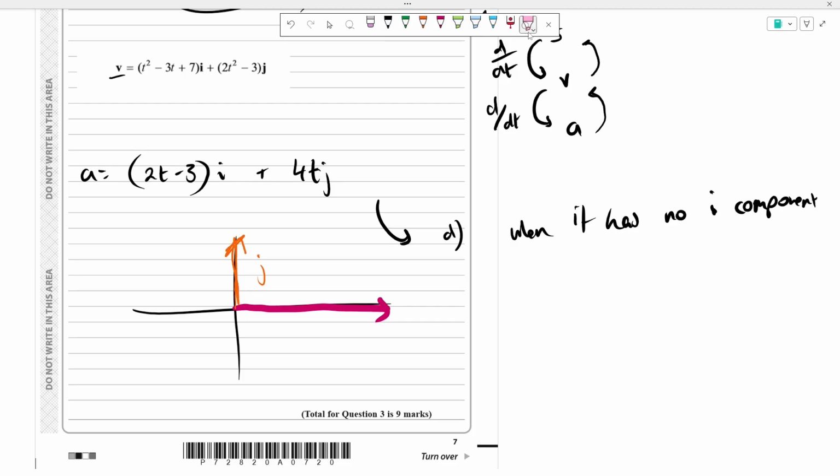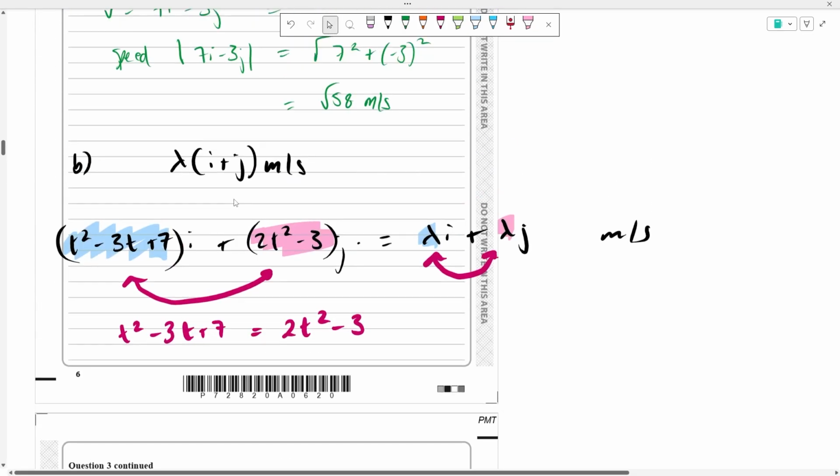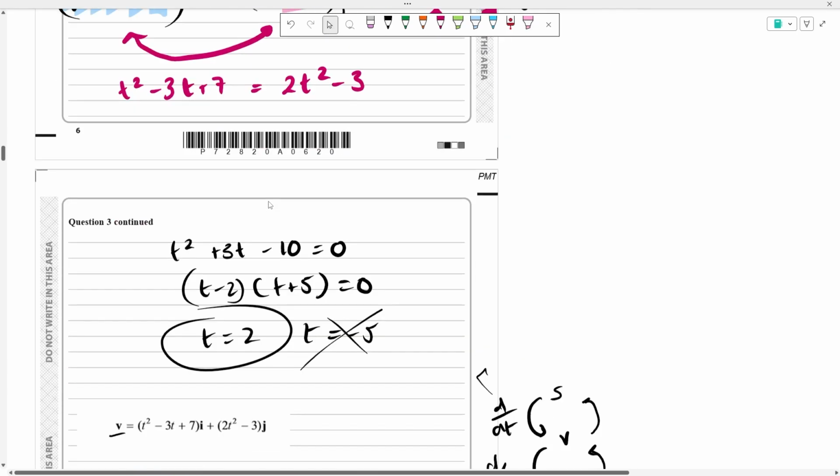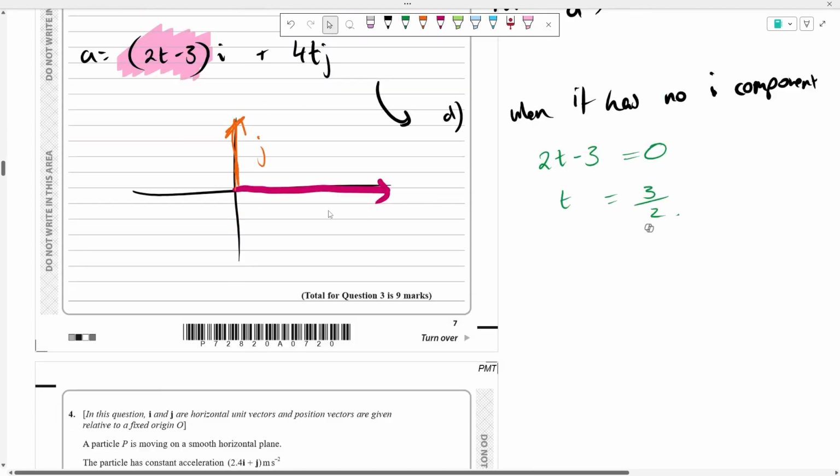essentially when the coefficient of this is 0. Well, therefore, you can make an equation. You can say that the coefficient of i, which is 2t minus 3, is equal to 0. Therefore, t is equal to 3 over 2. Okay, and that's it for part D. Let's move to question 4.